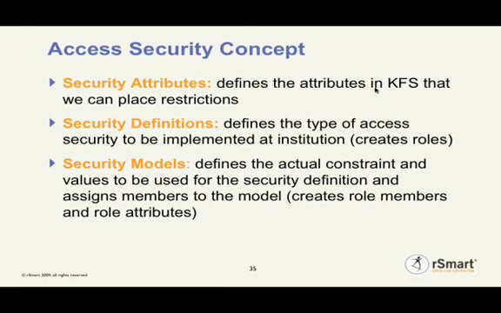Now, the security definition, on the other hand, defines the type of access security to be implemented at institutions. So there is a set number of attributes that we can use to create the security. Definitions is where, now that I know there are a set number of attributes available, I decide which ones we want to implement on what screens or what functionality. And security models is where we decide how we're going to implement it. What values are we going to use? What organization code, what account number, and who is going to be assigned to that? So the second one is what, and the third one is how and who.